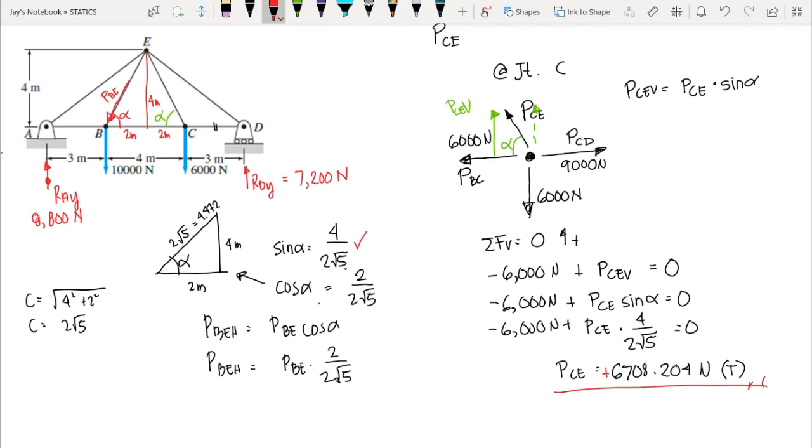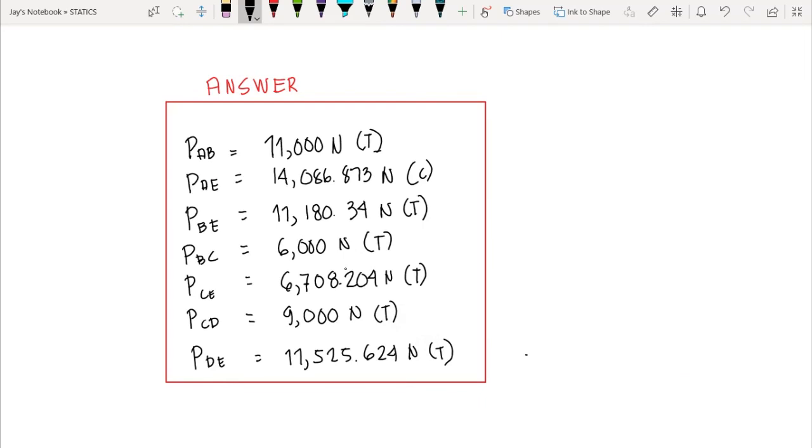As a summary, so these are the forces of each member in our truss. So for PAB, PAE, PBE, PBC, PCE, PCD, and PDE. And that's it for the analysis of truss. So medyo mahaba siya, but it would be better if you practice, solve a lot of problems para mas maging madali na lang sa inyo ang pag-solve ng truss.